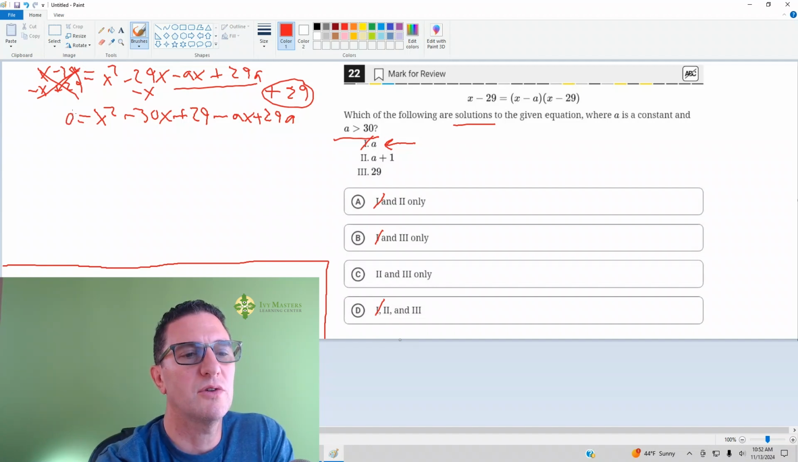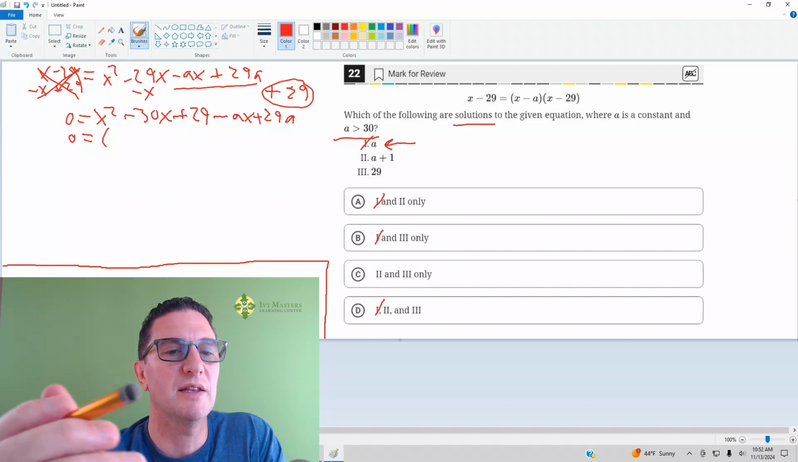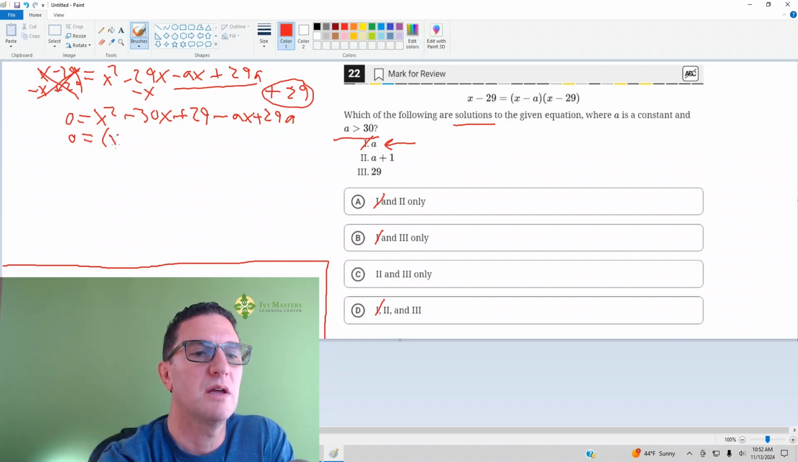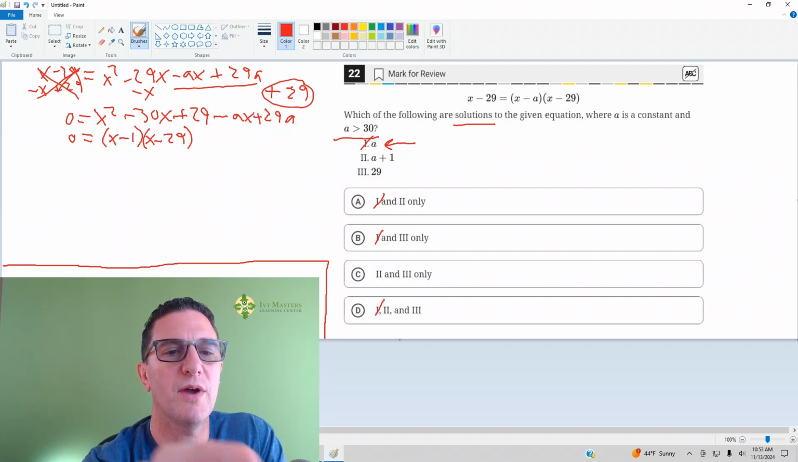So now let's factor this first piece. 0 equals, I need two numbers that multiply to give me a positive 29 and add to give me a negative 30. If I did x minus 1 times x minus 29, that'll multiply to give me a positive 29, add to give me a negative 30. That is factored. And I'm going to pull out the greatest common factor to the right. It's minus a, and then what do I get? I get x minus 29.